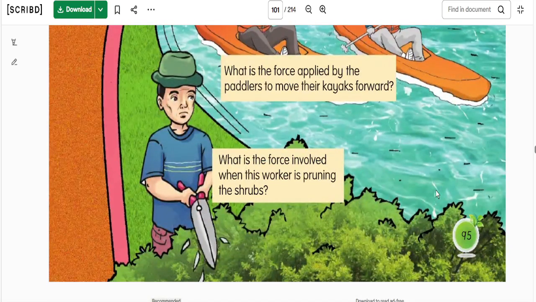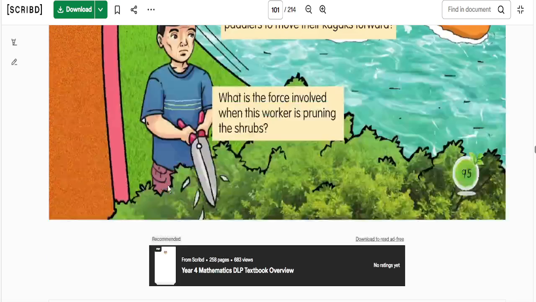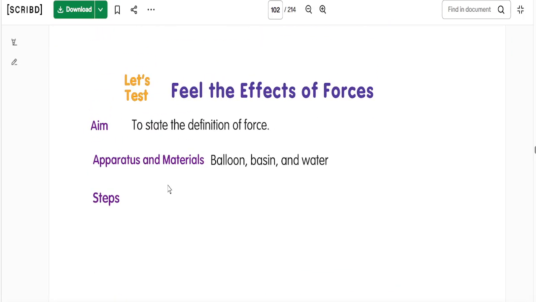Okay. What is the force involved when he is cutting these shrubs? Pushing. Yeah, basically it is muscular force. He is applying force through his muscles, right?